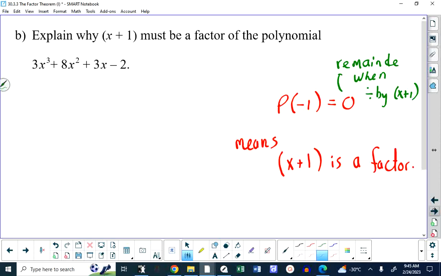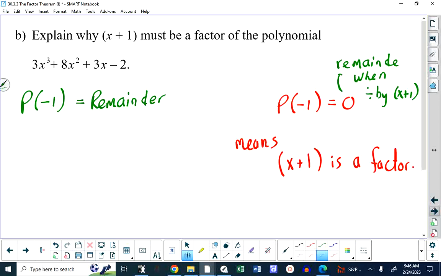As soon as you divide by something, and we talked about this on the calculator, when you divide numbers, if you don't get decimals, that means there's no remainder, and what you've divided by is a factor. So why is x plus 1 a factor? Well, because p of -1 equals the remainder.